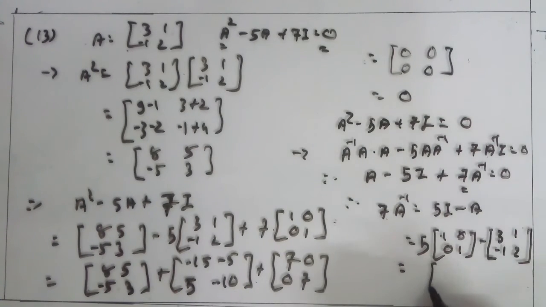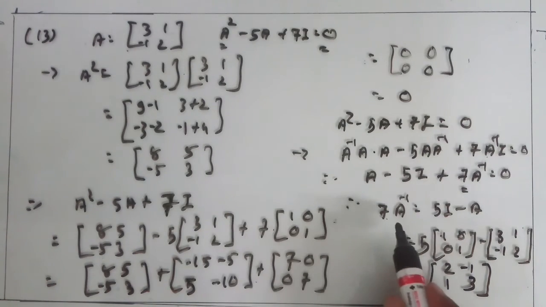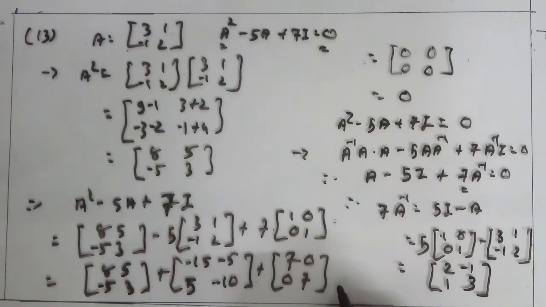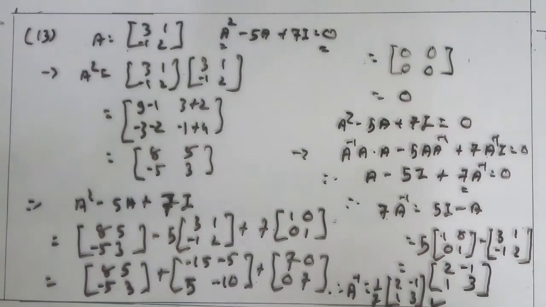5 minus 3 becomes 2. Here 0 minus 1 becomes minus 1. 0 minus minus, plus, becomes 1. Here 5 minus 2 becomes 3. Clear this? So 7A inverse is equal to this. Therefore A inverse is equal to 1 upon 7 into 2 minus 1 1 3. Is it clear? So remember this, how to get A inverse.